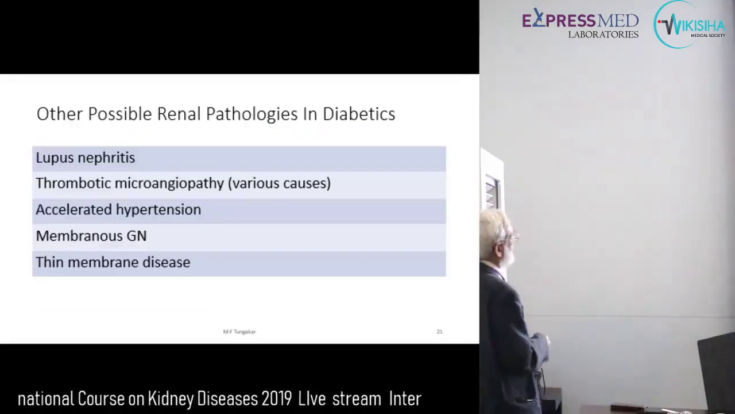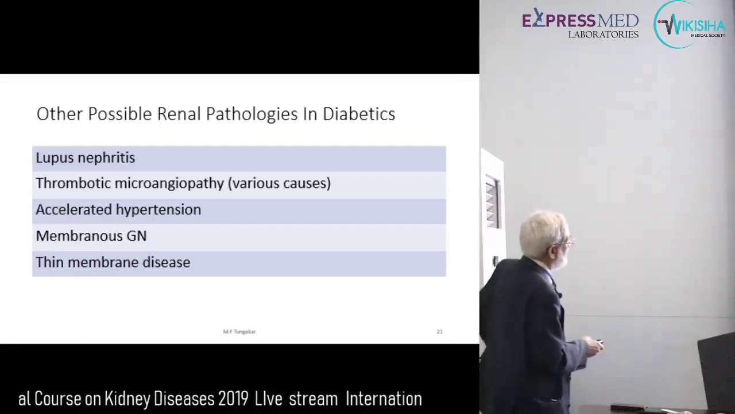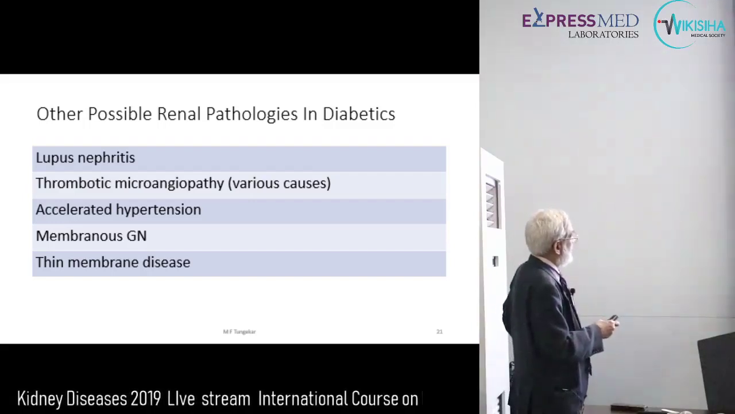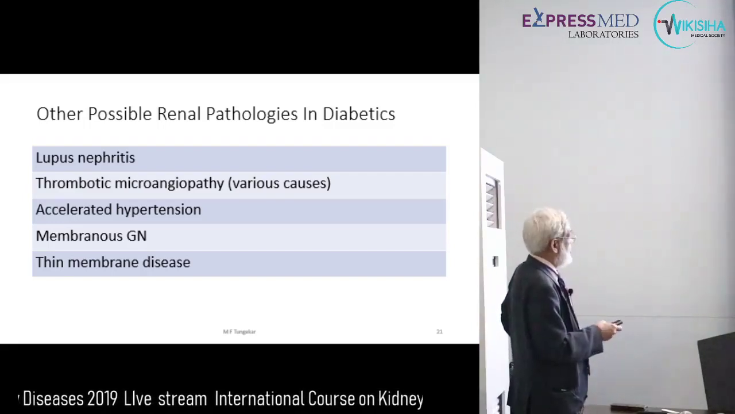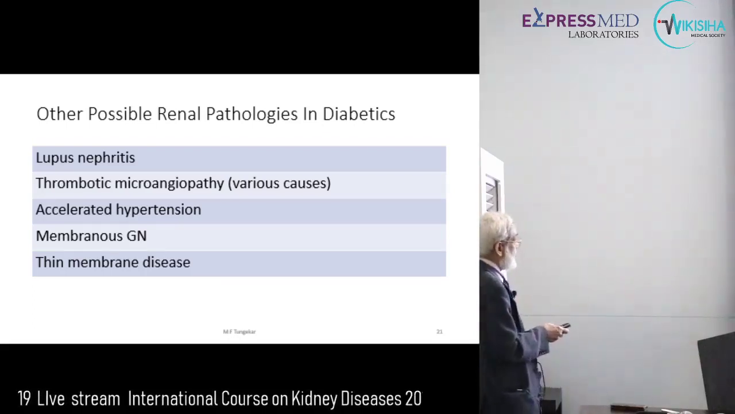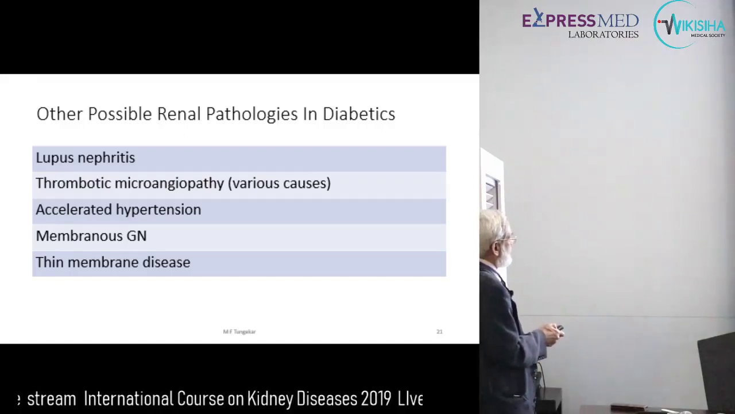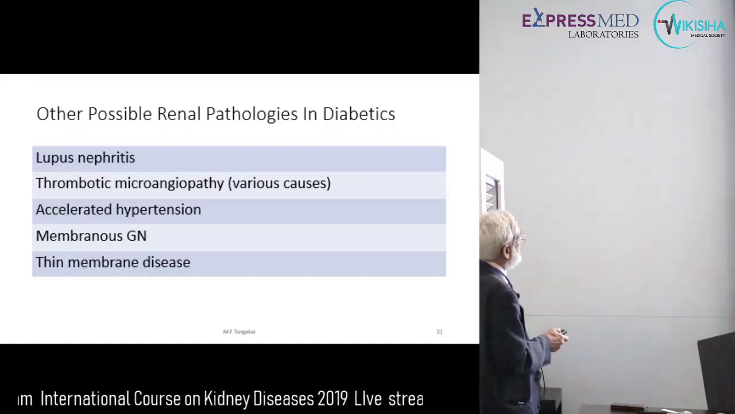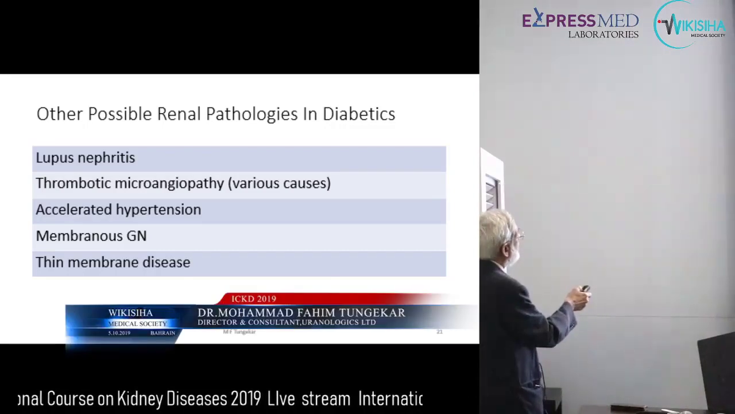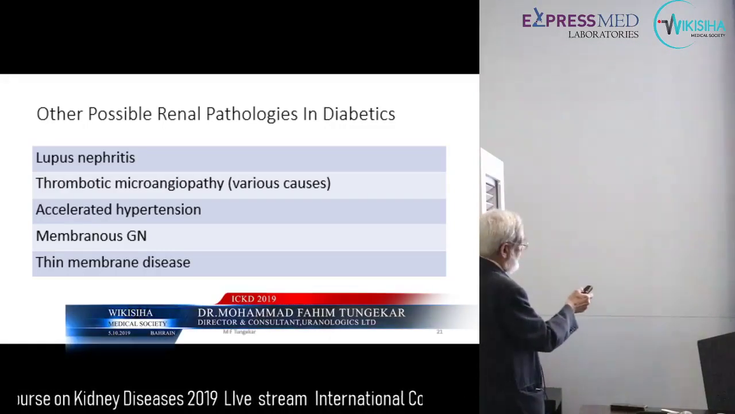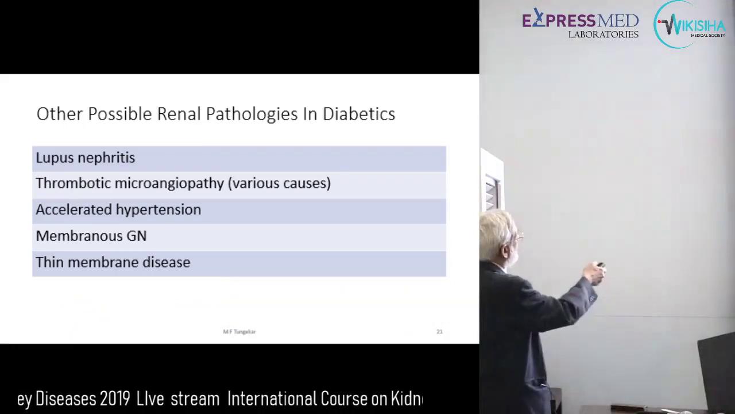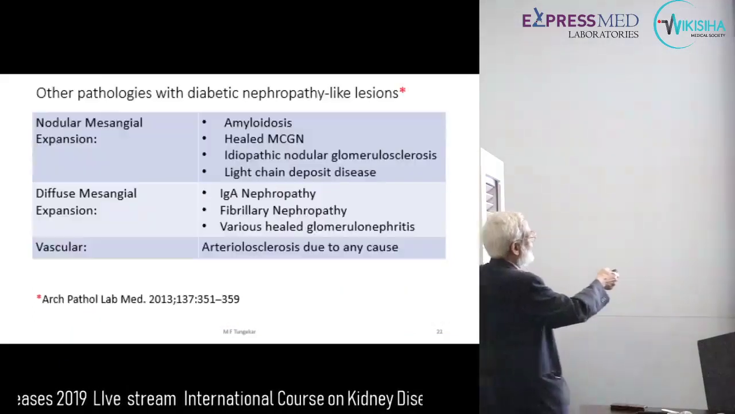What are the other possibilities seen, other pathologies? You can see lupus nephritis, thrombotic microangiopathy of various causes. You can have accelerated hypertensive disease, membranous GN, or thin membrane disease. So it's not the end, believe me.